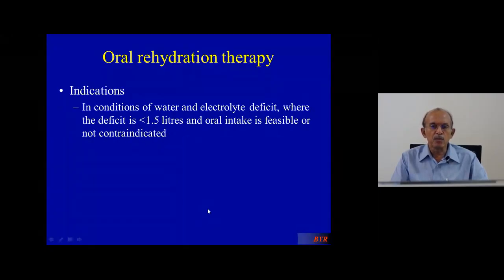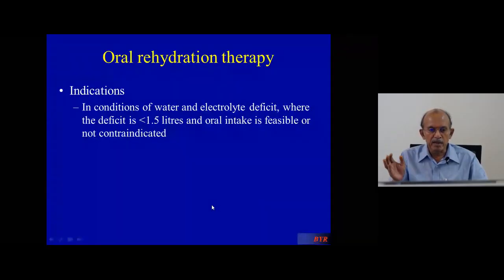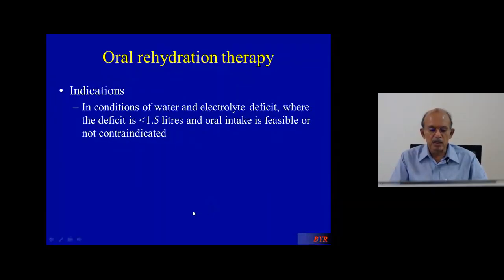For example, a patient comes to you with diarrhea. You check the blood pressure, the pulse rate, and skin turgor. By that you can calculate how much fluid the patient has lost. If it is less than 1.5 liters, you can give oral rehydration therapy with oral electrolyte solutions. If it is more than 1.5 liters, then you must admit him and give him intravenous fluids.